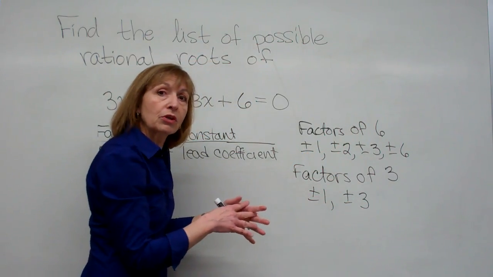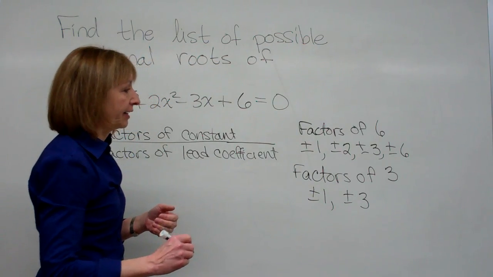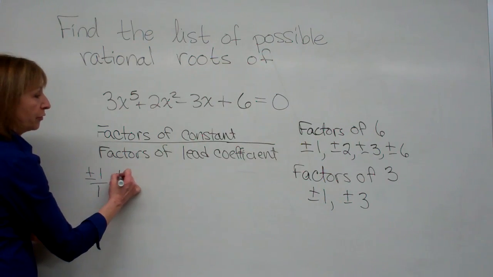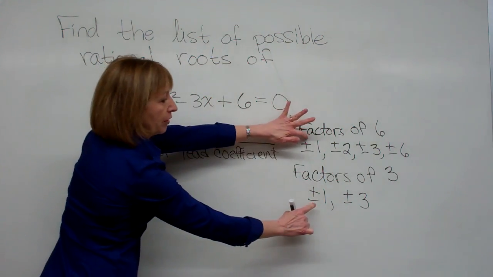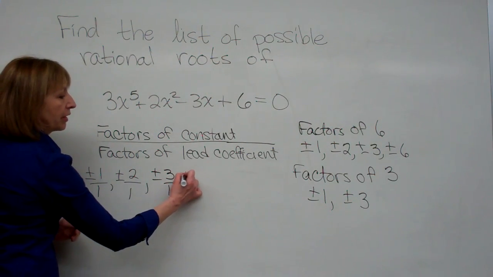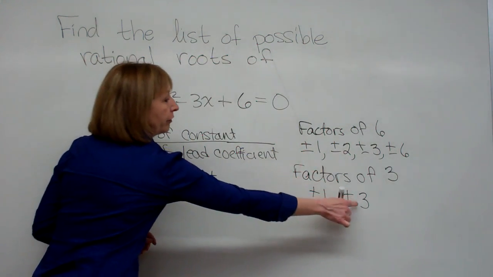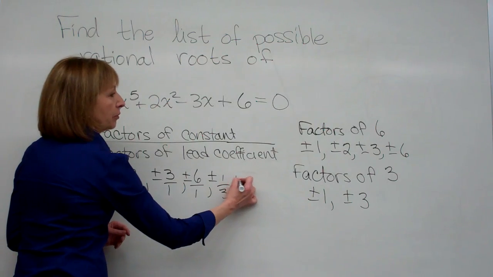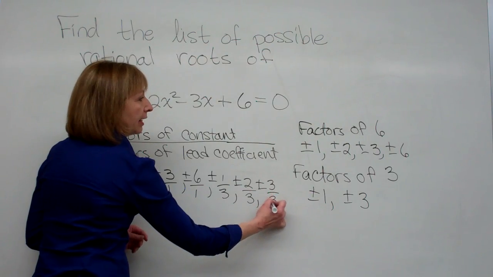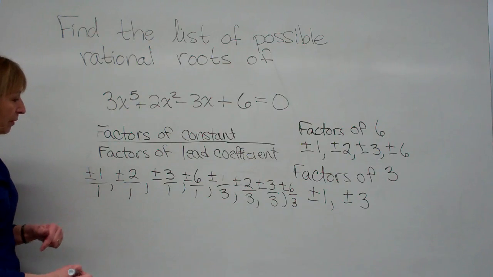And sometimes some of those fractions will simplify, and I will write a final form of the list at the very end. So we have plus or minus 1 over 1, plus or minus 2 over 1, plus or minus 3 over 1, plus or minus 6 over 1. Now we're going to go plus or minus 1 over 3, plus or minus 2 over 3, plus or minus 3 over 3, and then plus or minus 6 over 3. So we have all of those possible numbers.